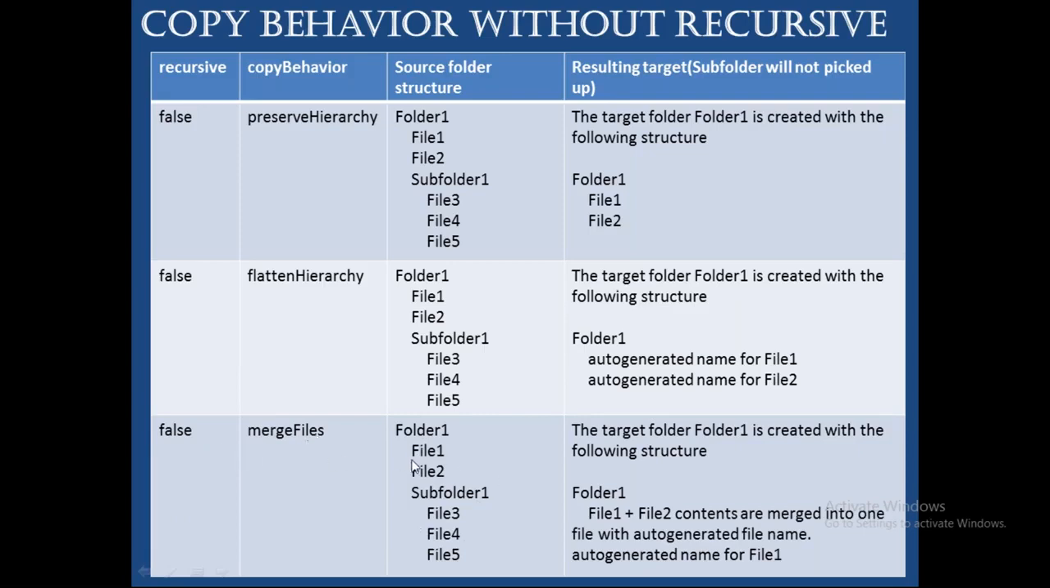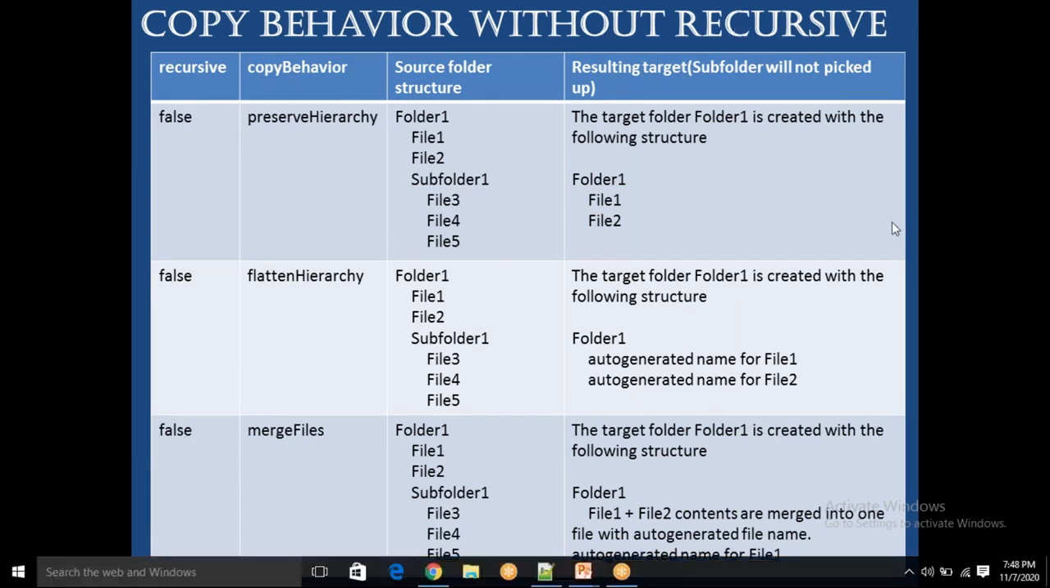Okay, merge means merging the content of two files. Two files means all the files. But how many files we have? Only two files in your root directory. If you have any other files in your root directory, all those files it will merge. But whatever files we have in subfolder, it will not consider because the recursive is false. Okay, clear? Any doubts in this particular slide?